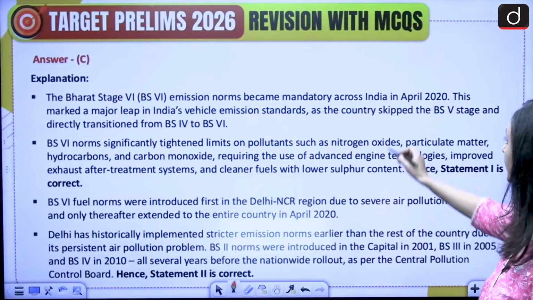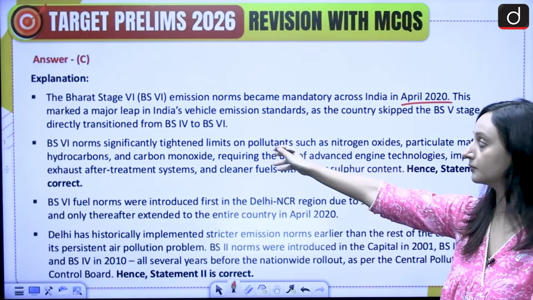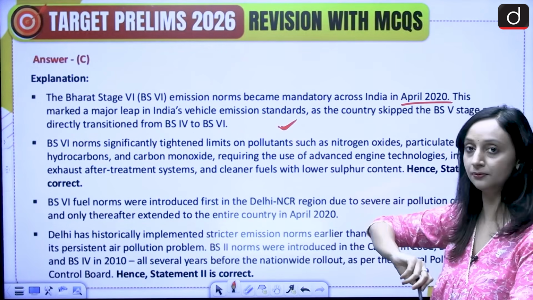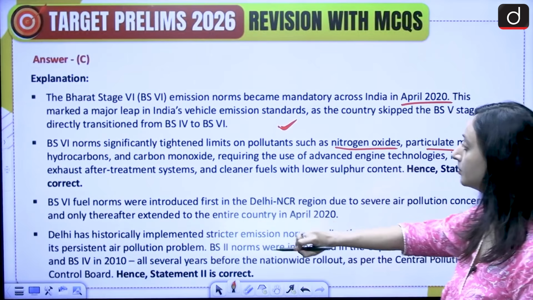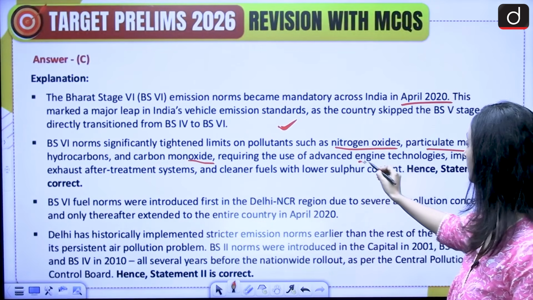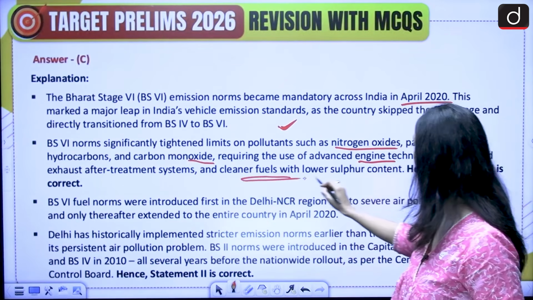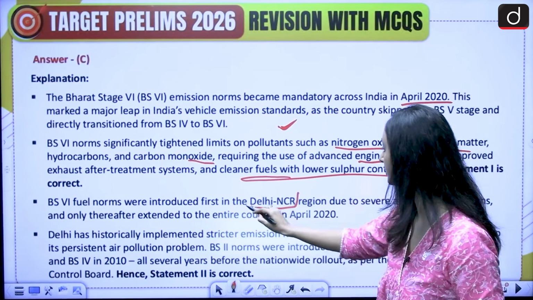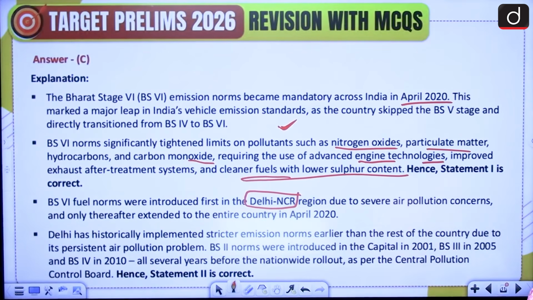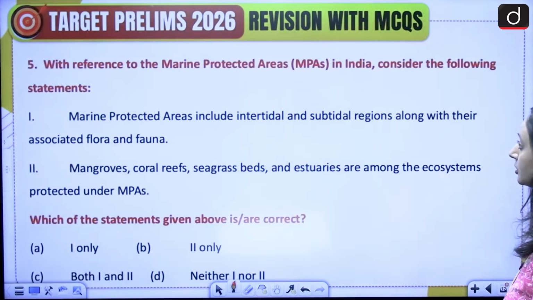Okay, so these norms became mandatory across India in April 2020, and India actually marked a major leap because we moved from BS4 to BS6 right away and we skipped BS5. So we have tightened limits on pollutants like nitrogen oxides, particulate matter, hydrocarbons, carbon monoxide, requiring the use of advanced engine technologies, improved exhaust and cleaner fuels with lower sulfur content. Okay, BS6 was first introduced in Delhi NCR due to severe air pollution concerns and only thereafter extended to the entire country in April 2020. All right. So let's move on to the next question.